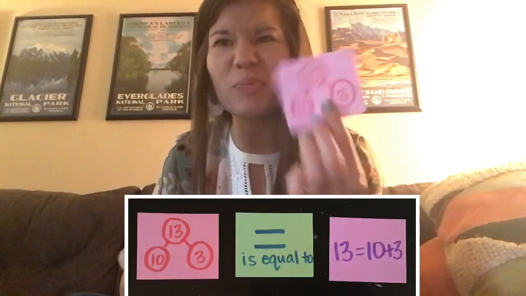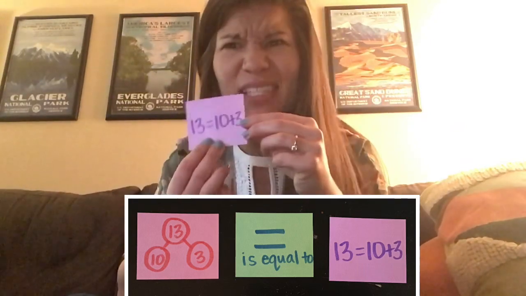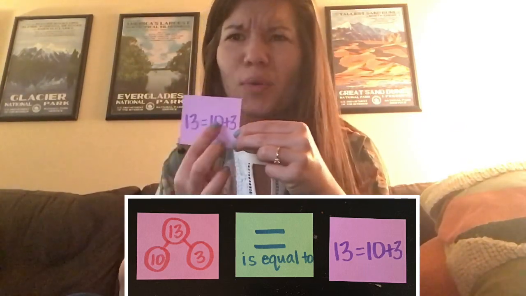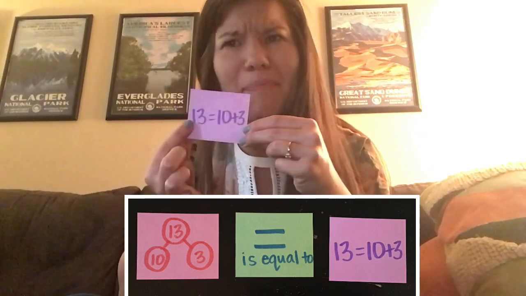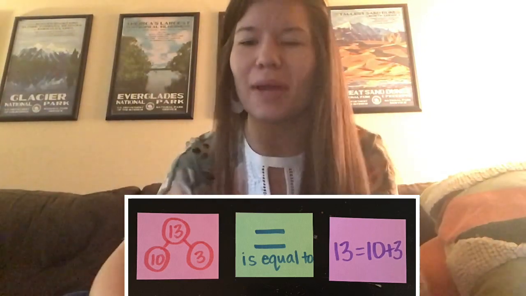I think these are equal to each other because my number bond shows 13 with a 10 and a 3 as the parts. And this equation also shows 13 with 10 and 3 as parts that make that number. So I think these two are equal to each other. So I'm going to write is equal to, and now I can put these into my finished pile.